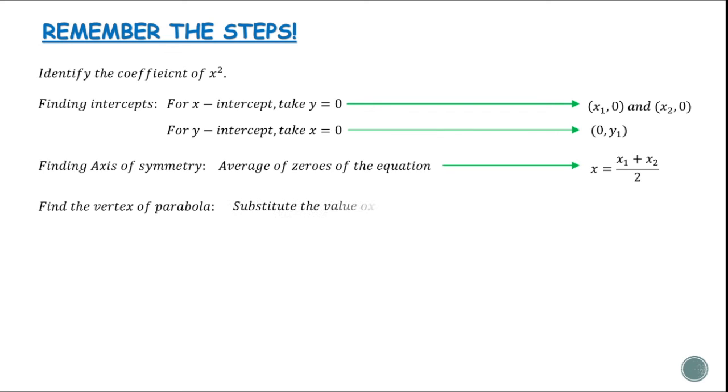The axis of symmetry is the average of the two zeros, that is x1 plus x2 divided by 2, and vertex will be obtained by substituting this value of x which you have obtained from the axis of symmetry into the original equation, which will give you the value of y, and that will become your y value, and vertex will be x comma y.